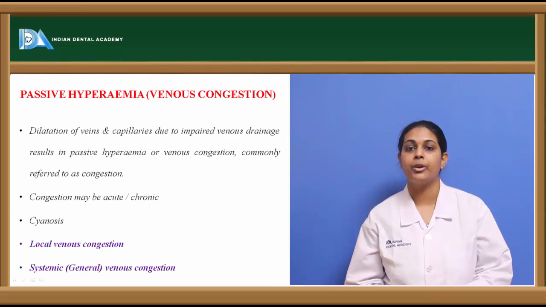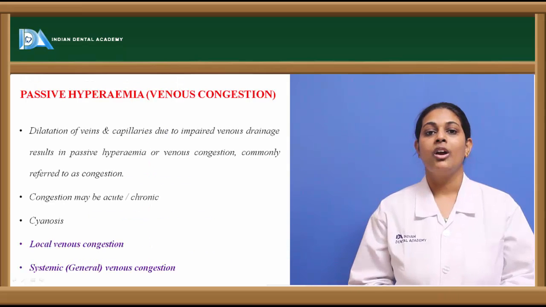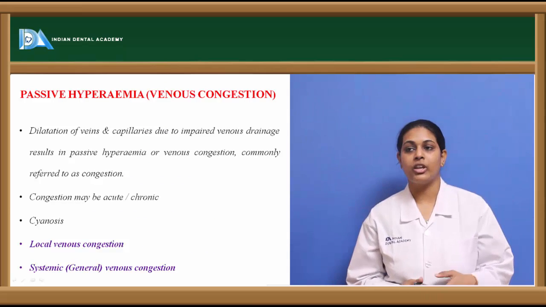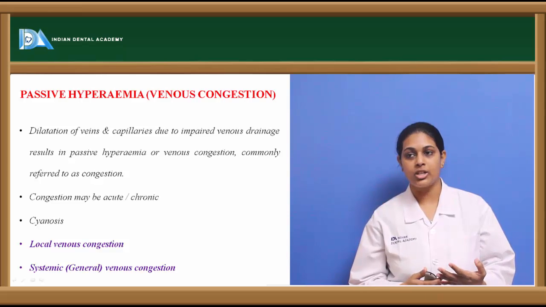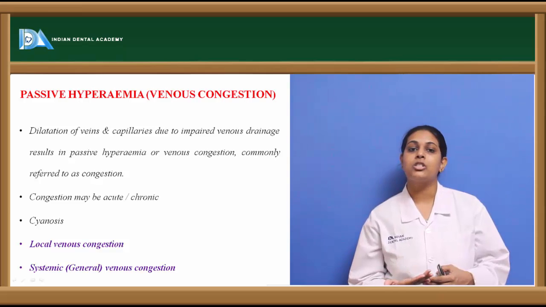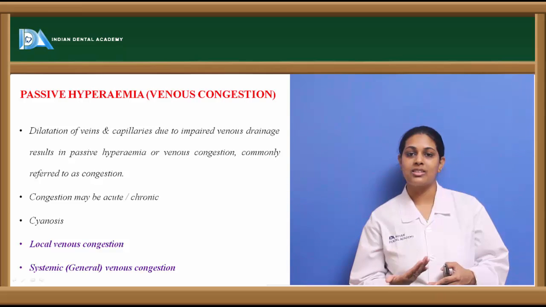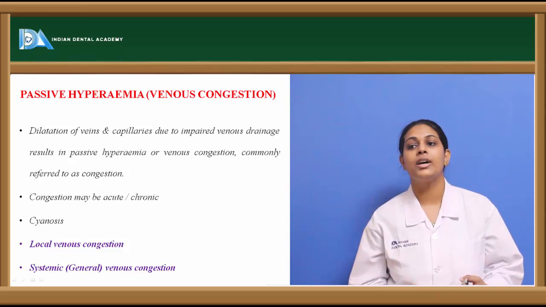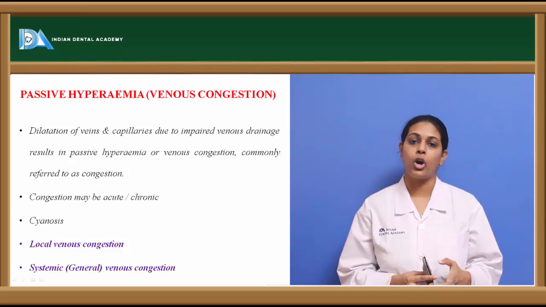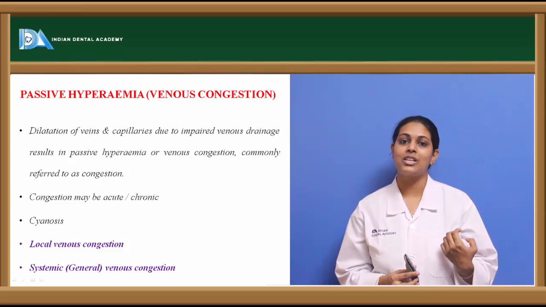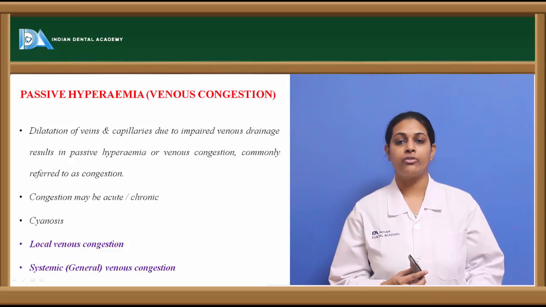Coming to the passive hyperemia, which is also known as venous congestion, it can be defined as dilatation of the veins as well as capillaries because of impaired venous drainage. This is commonly referred to as congestion. And usually this congestion could be of acute type or chronic type based on the duration as well as based on the rapidity of the effect of the hyperemia.